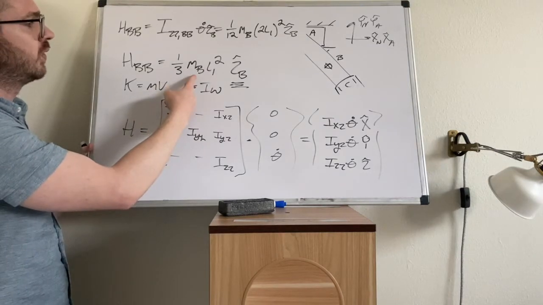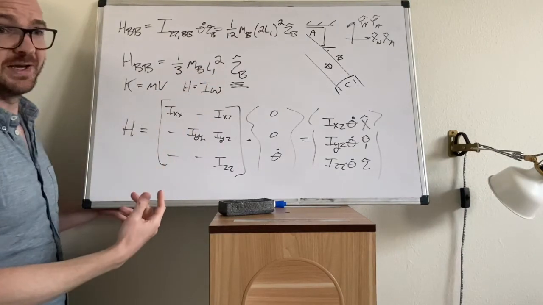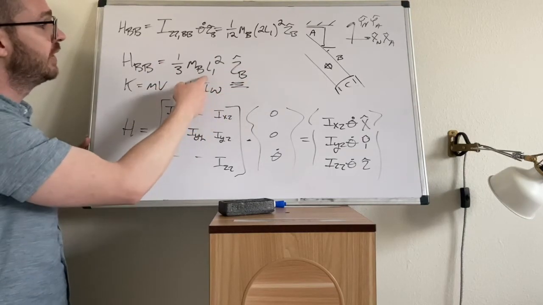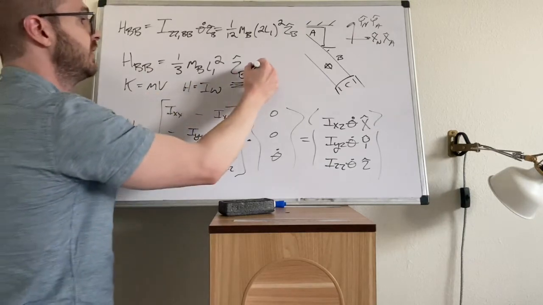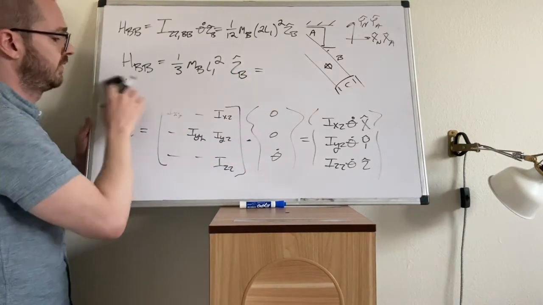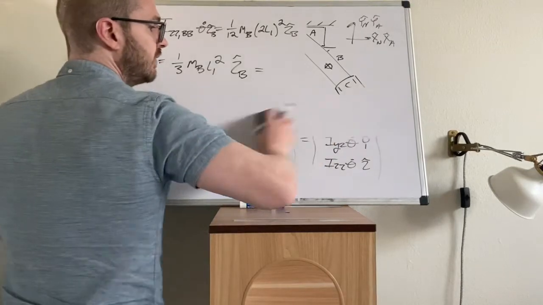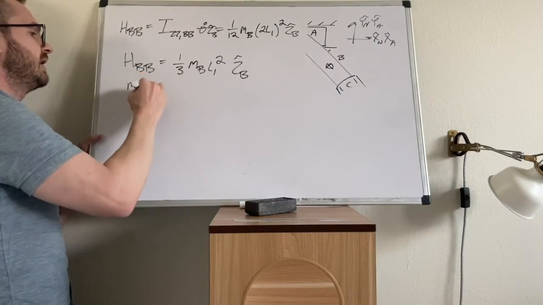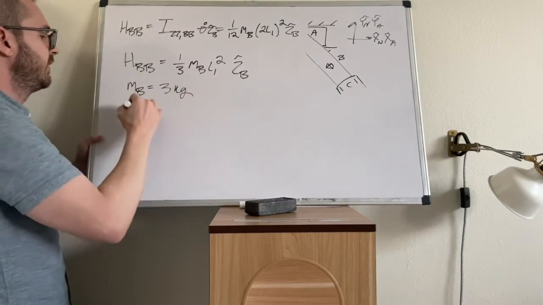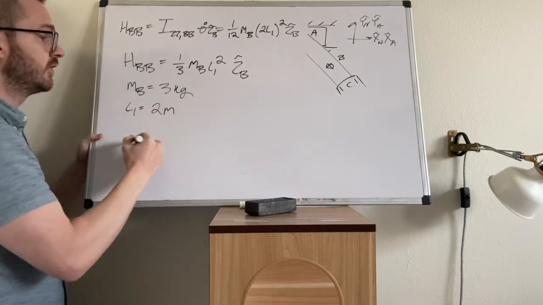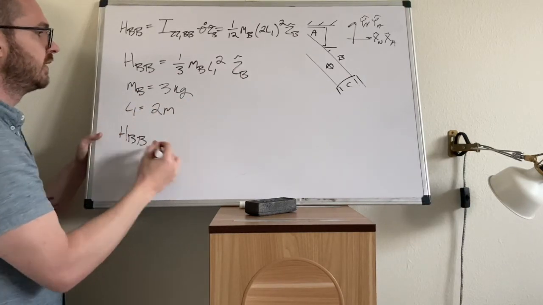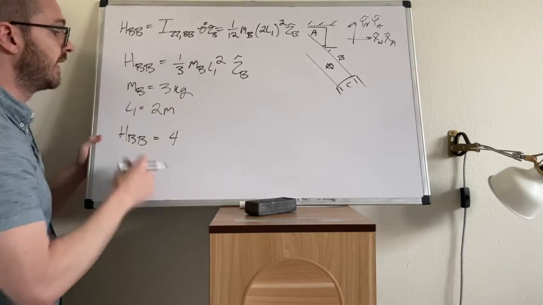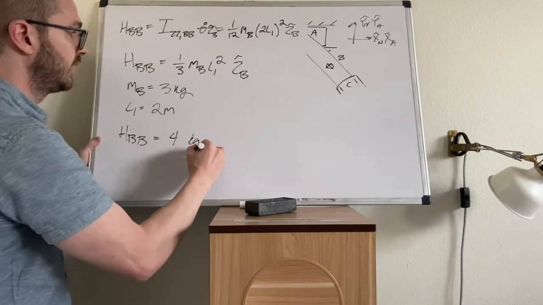If I told you the mass was, let's make it easy, let's say the mass is 3, that's going to cancel, and then the length is 2, then the angular momentum would be, let's talk a little bit about units. So let's just say MB is 3 kilograms and L1 is 2 meters. Then HBB, well, 3 over, that's going to cancel, and then 2 squared makes 4. And the units now are kilogram.